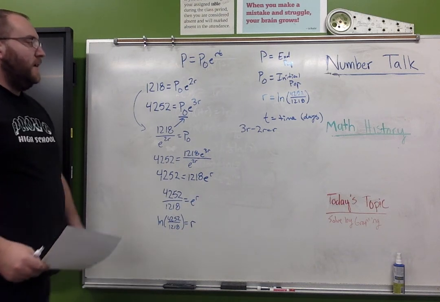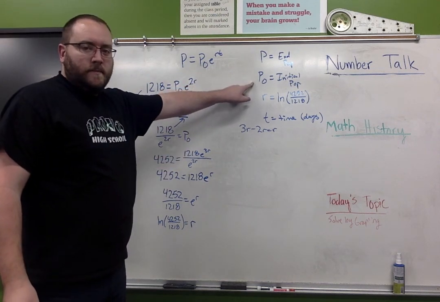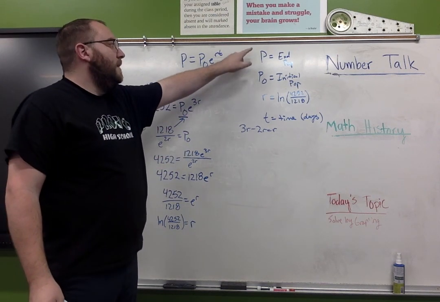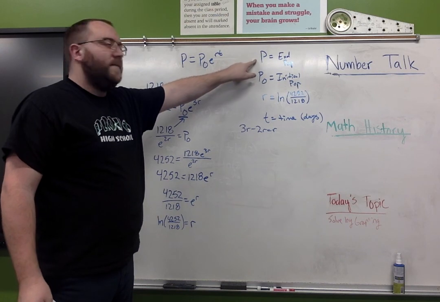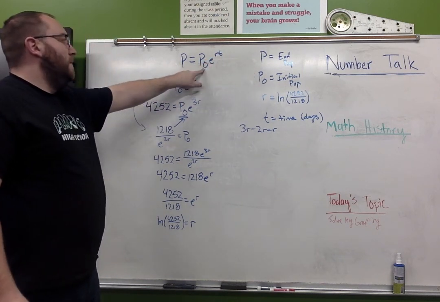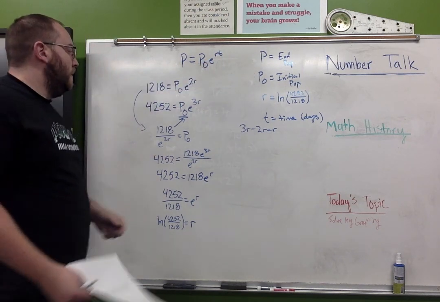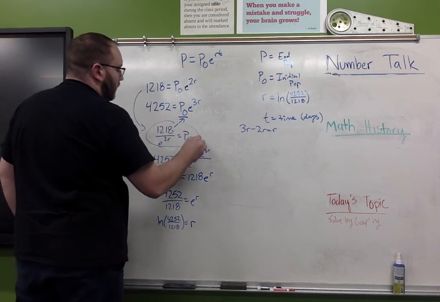Now I need to find the initial population. Because in the end, we want to find the end population after 5 days. But I also need the initial population in my formula. Well, hey, look, I got a formula for it right here, right?